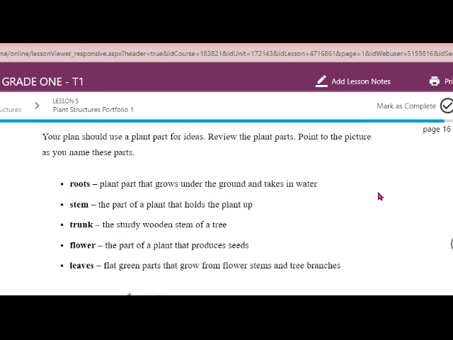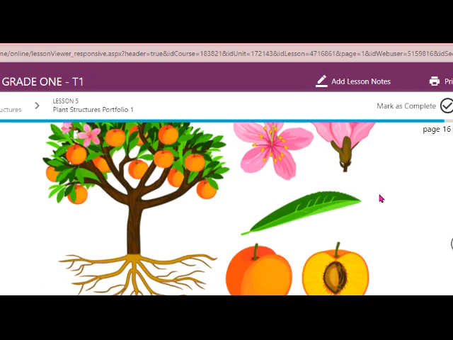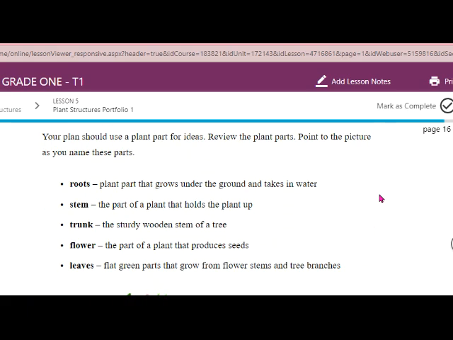All right, so review these plant parts. Your plan should use a plant part for ideas. In the directions, it also says animal parts, but I'm focusing on plants because that's mostly what we're learning about right now. So let's review plant parts. You can point to the picture of where they are as you look at these words. Roots are a plant part that grows under the ground and takes in water. Stem is the part of a plant that holds up the plant. The trunk is the sturdy wooden stem of a tree.